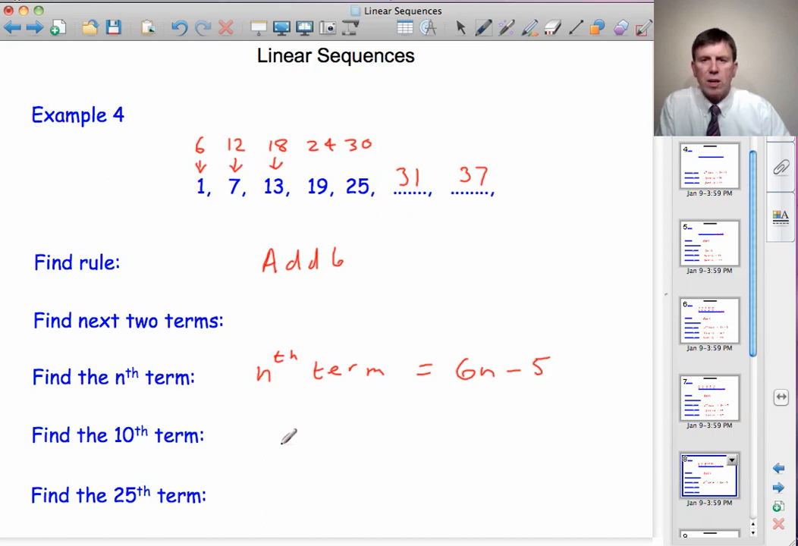So now we're ready to use our formula. Find the 10th term. 6 multiplied by 10, the number of the term, minus 5. 6 tens are 60, minus 5 is 55. So the 10th term is 55. The 25th term, 6 times 25 minus 5. 6 25s, well 4 25s are 100, 2 25s are 50, so 6 25s will be 150. 150 take away 5 is 145. And that completes example 4.